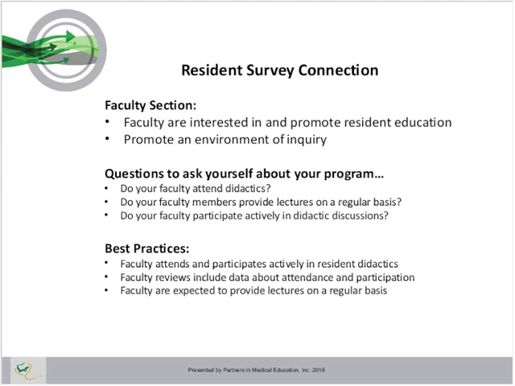Often I see just the attendance, but there needs to be some way to evaluate their participation also. And then faculty should be expected to provide lectures on a regular basis. If you are a core faculty member, you should be providing lectures on a regular basis, and those lectures need to be kept up to date and be evidence-based.